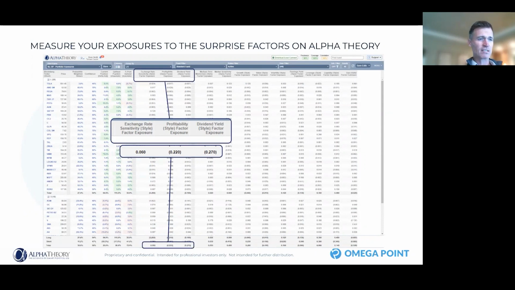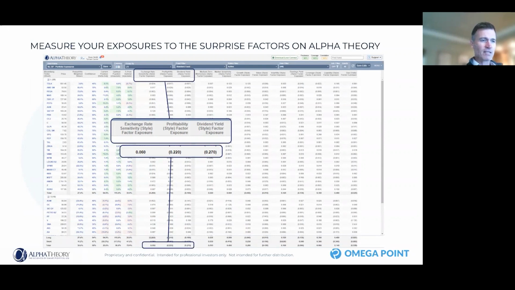You can see exchange rate sensitivity. I don't have a ton of exposure, even though it's a big positive surpriser. I'm 6% exposed. Profitability and dividend yield, though, I do have quite a bit of exposure. Profitability is something that is a big positive surpriser, and I'm pretty short it. And dividend yield is a negative surpriser, and I am also short it.